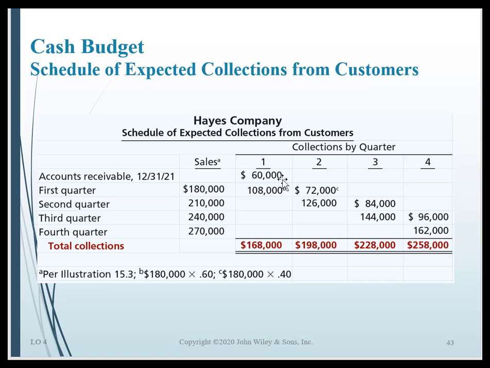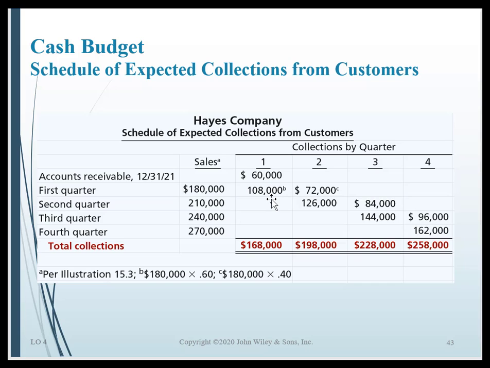So the very first quarter, we had $60,000. Oops, I'm sorry. Here are the quarterly sales, right? For this company, this is Hayes Company. 180, 210, 240, 270. And what we have said is what? 60% of that comes in the quarter that we sell, right? 60% of 180,000 is 108,000, right? Now, don't forget, we started with 60,000 in accounts receivable in the beginning.